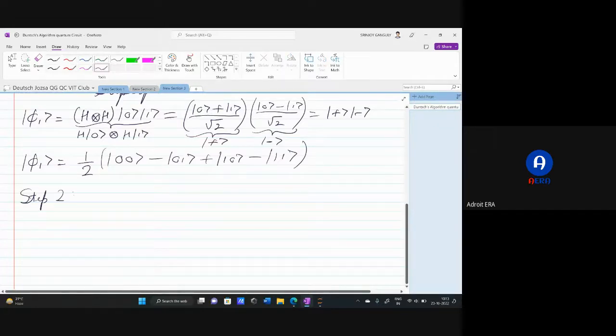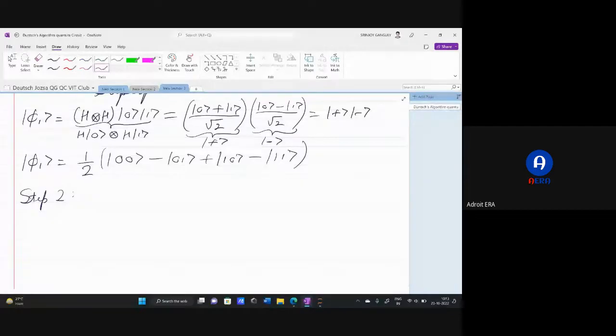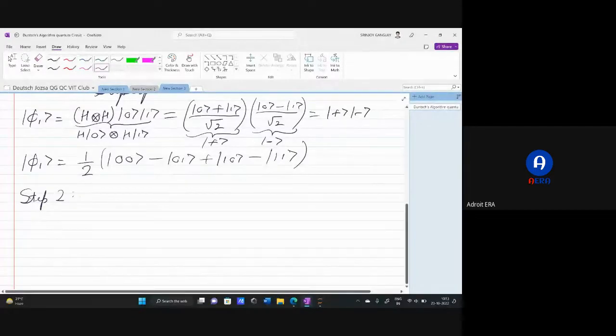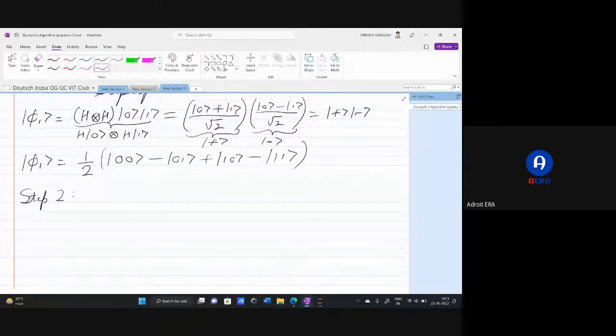Step 2 is applying the oracle Uf to the above state. What is the above state? It is ket phi 1, which is a superposition state after applying the Hadamard. Onto this superposition, the oracle will be applied. That means the oracle is simultaneously applied to all the states, but we are going to do the computations one by one to showcase how it is applied, for our better understanding.